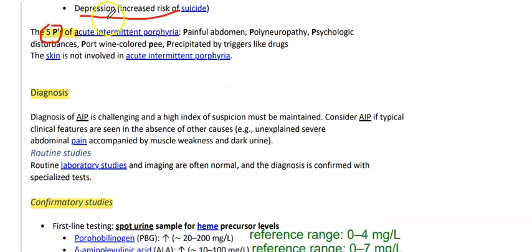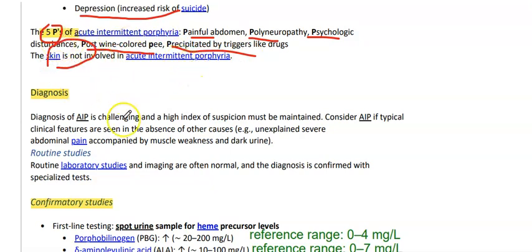The 5Ps is the mnemonic for acute intermittent porphyria: painful abdomen, polyneuropathy, psychologic disturbance, port wine colored pee, and precipitated by triggers like drugs. The skin is not involved in acute intermittent porphyria.